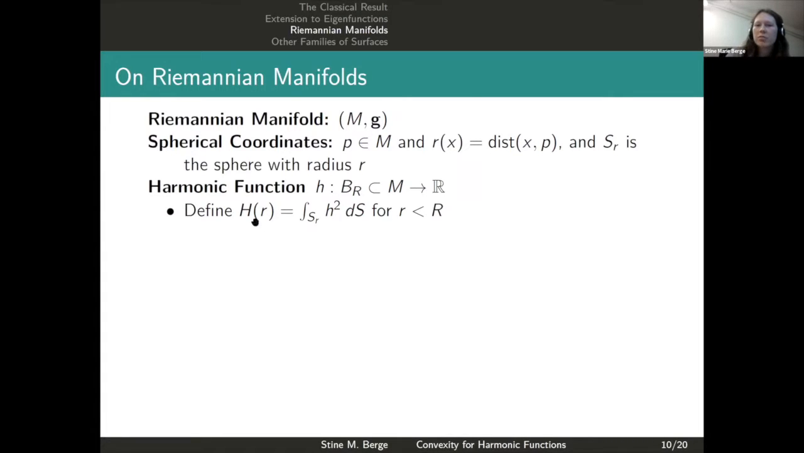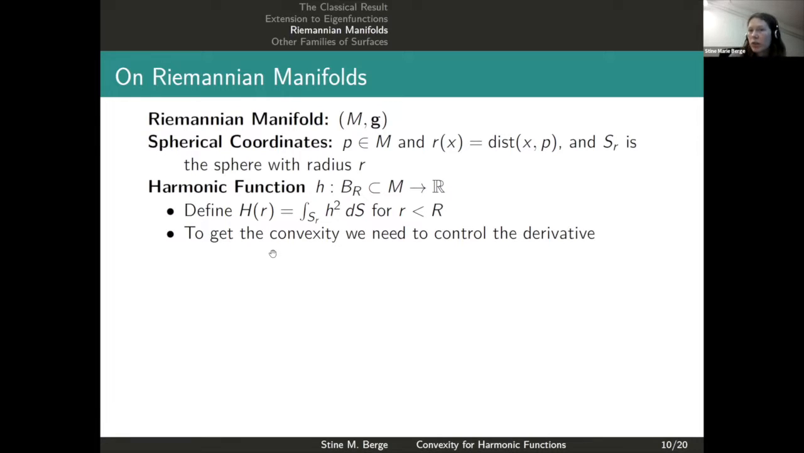Okay, so then again, we have this h function here, now with everything with respect to the manifold. And if we want to get some kind of convexity results, we somehow need to control the derivatives of this h function. And there are really two ways this h function can grow. One of the ways is that this harmonic function grows with respect to the spheres. And the other one is that the volume of spheres grows with respect to the radii.